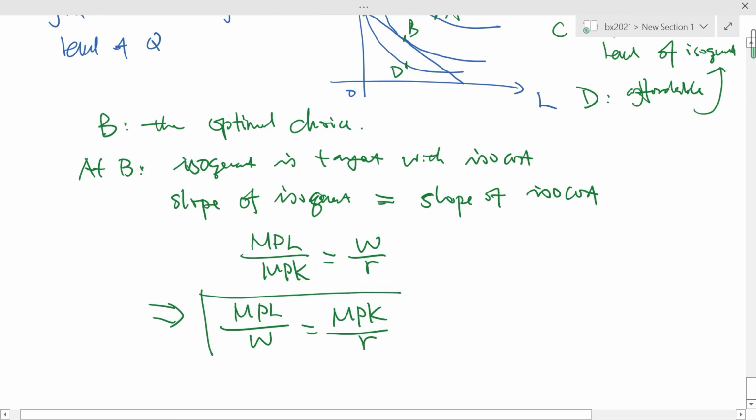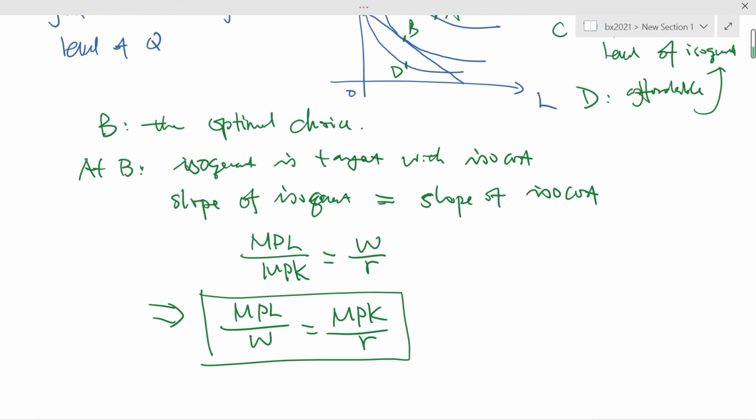So here we arrive at our solution. We should choose the units of capital and the units of labor such that the marginal product per dollar is equalized. Okay, that's the solution.